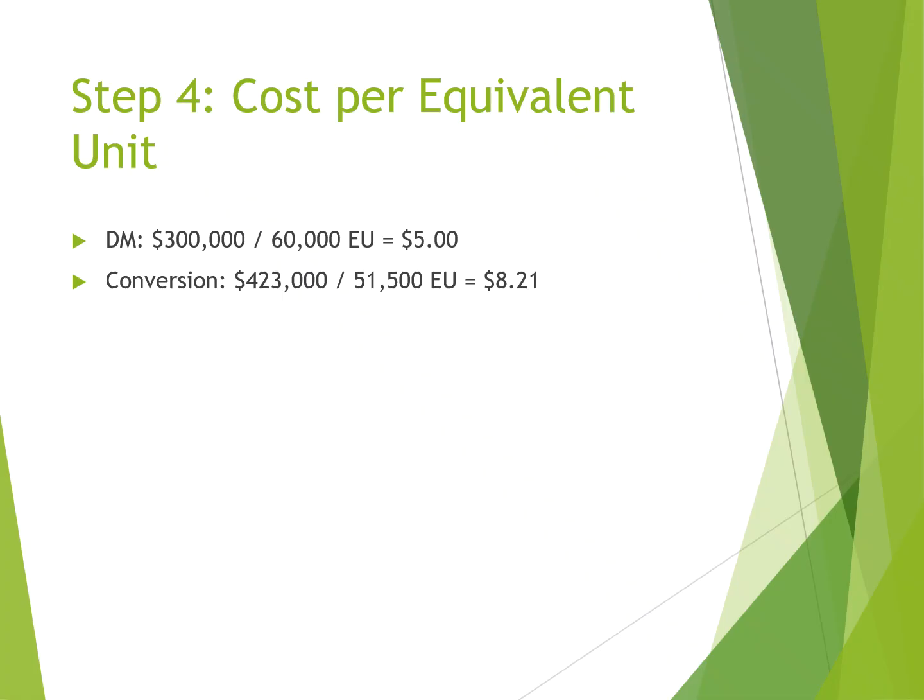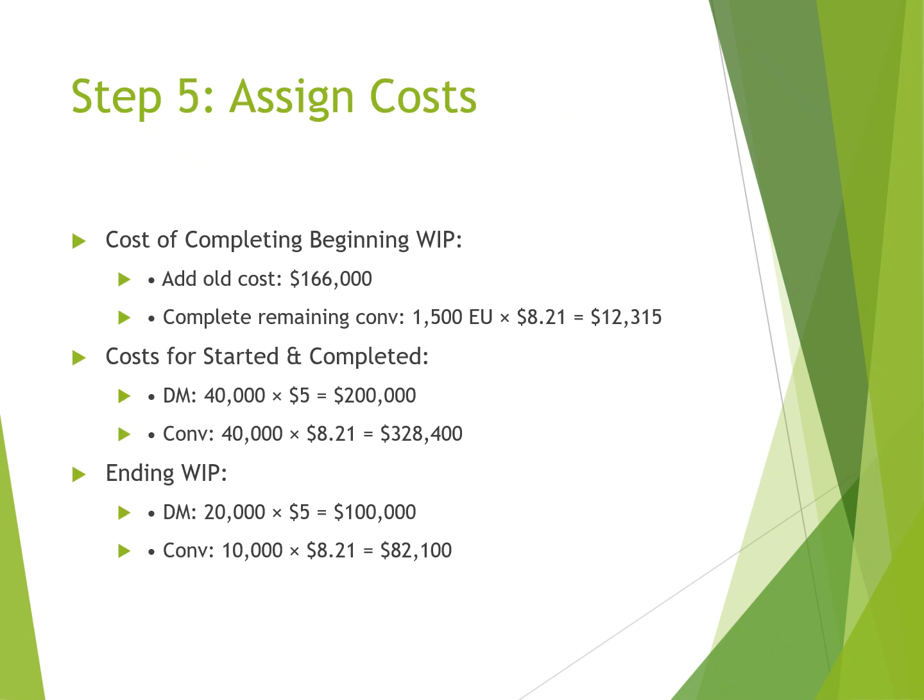For materials, 300,000 divided by 60,000 gives us $5 per equivalent unit. For conversion, 423,000 divided by 51,500 gives us $8.21 per equivalent unit. Now we apply these costs to the units.